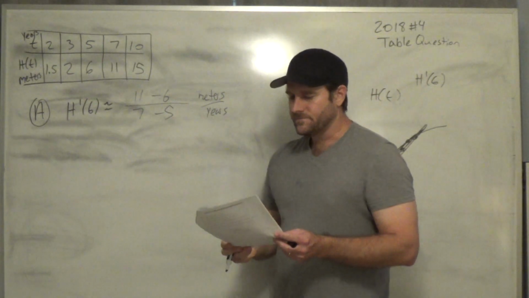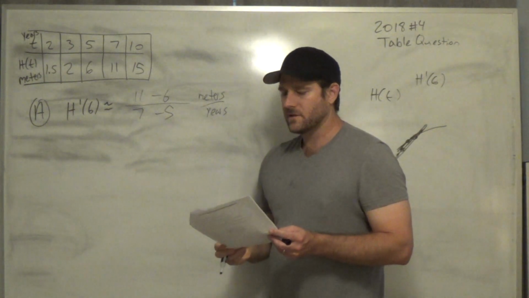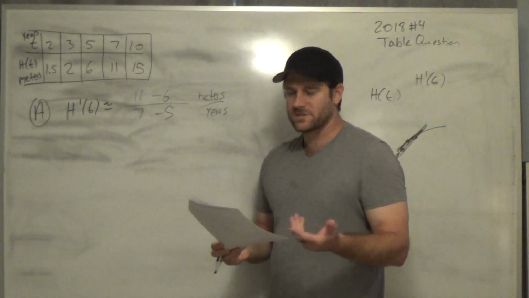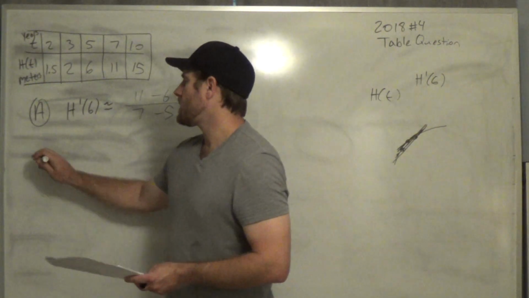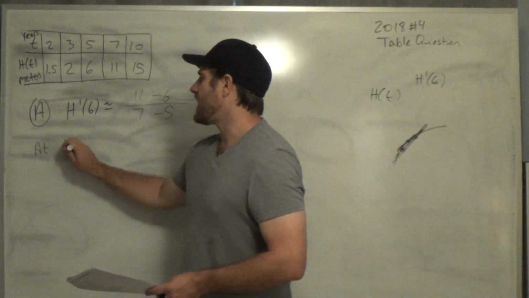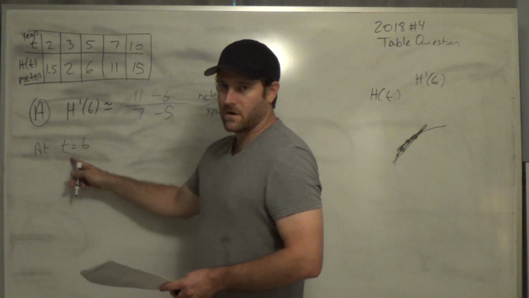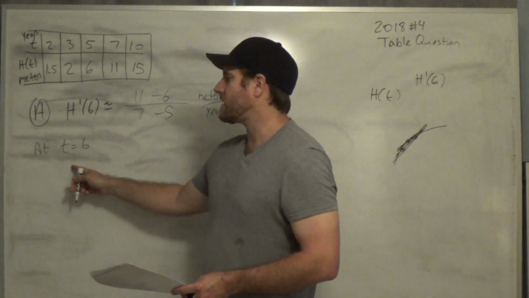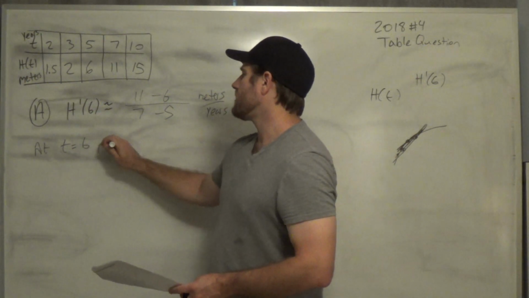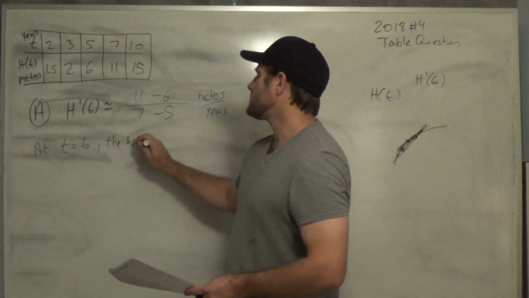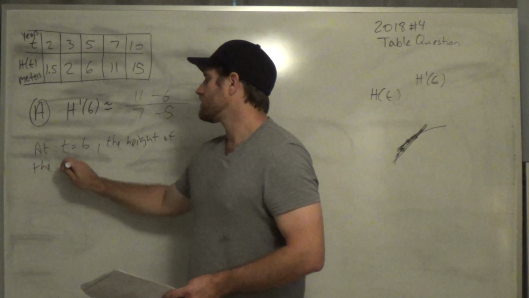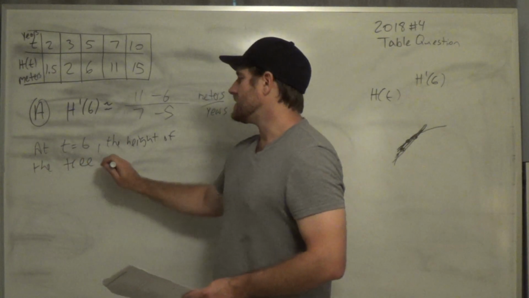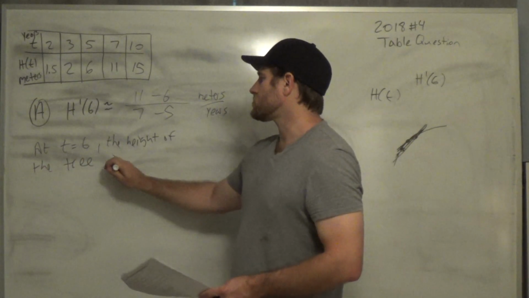The height of the tree is given by the twice differentiable equation. So this is just the height of the tree in years. So at time equals 6, or when the tree is 6 years old, you've got to talk about time. The height of the tree is, and now I want some word for whether my answer is positive or negative.